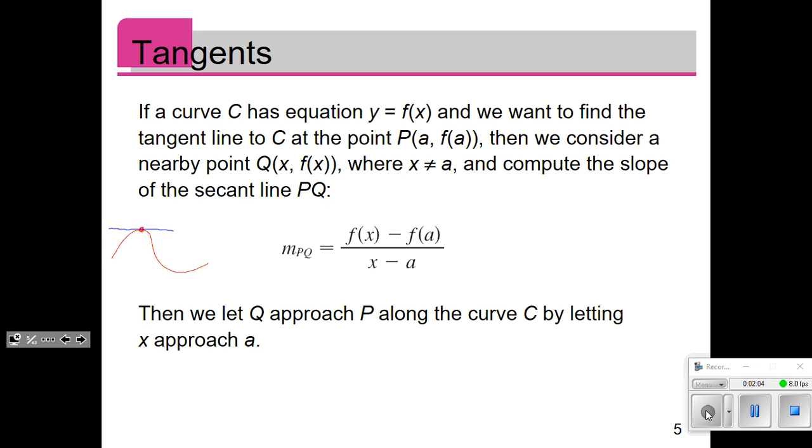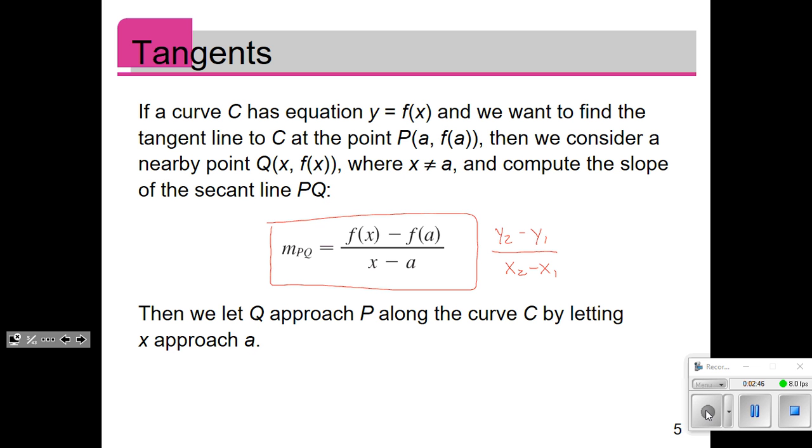It says we want to find a tangent line to C at the point P, then we consider a nearby point Q and compute the slope of the secant line PQ. Now, if you remember secant lines, they go through a curve and hit it in two places. First of all, I want to point out this is our slope formula. This is change in y, y2 minus y1 over x2 minus x1. That's slope, and remember m is always slope. So this is just the slope of secant line PQ. That's where the little subscript PQ comes from.